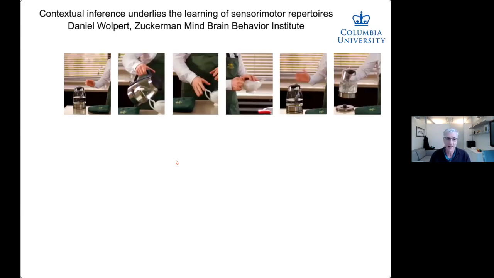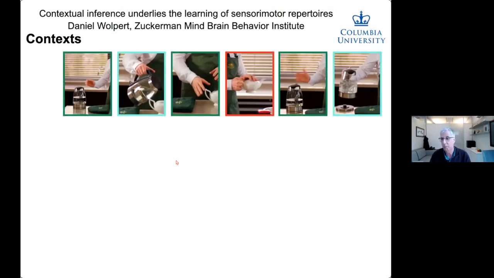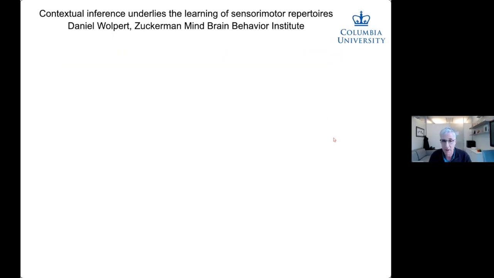And we can understand that each of these represents a different context, in the sense that there's a different dynamics involved when you handle a kettle or a teapot compared to when the hand's in free space. And we as humans could label these, say, these green ones are the ones where the hand's in free space. The cyan ones are the hand in contact with the kettle.